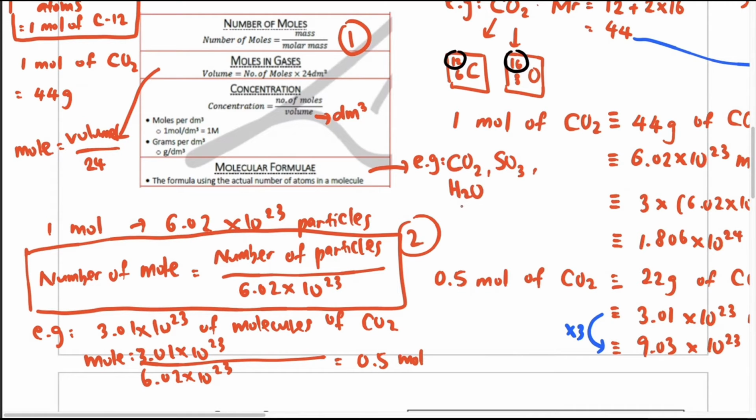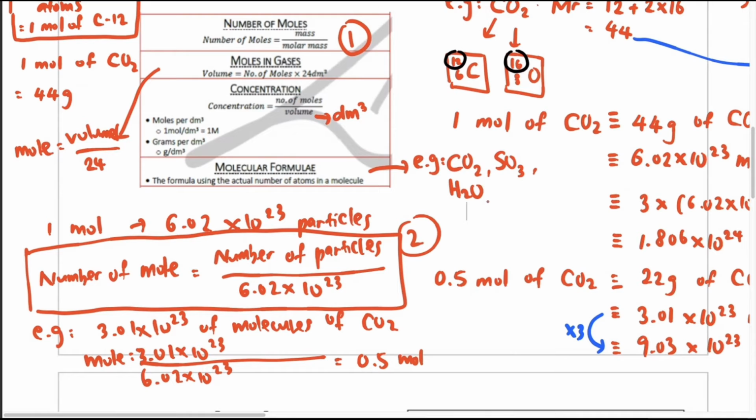From here, you can also see the actual number of atoms in the molecule. For example, H2O contains 2 hydrogen and 1 oxygen. You can see that from the molecular formula. You can see how many atoms of each type in the molecule. Okay, so that is a molecular formula.